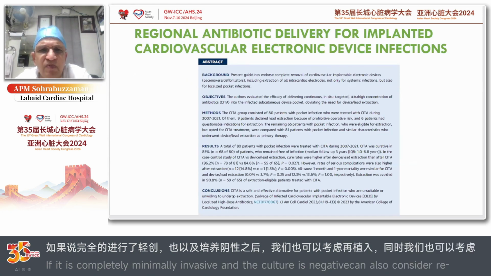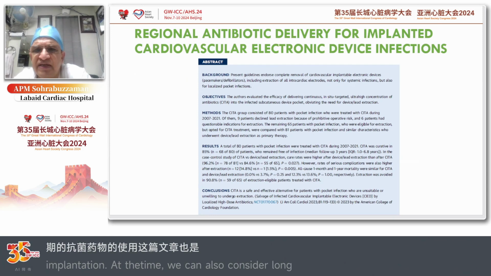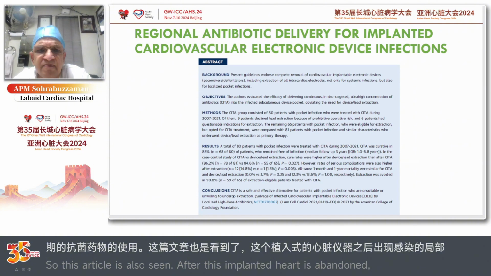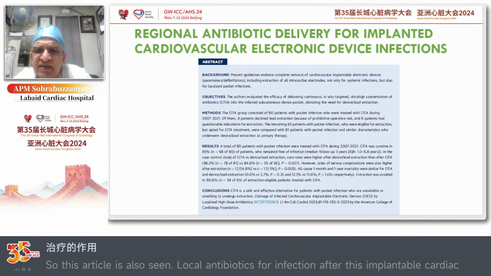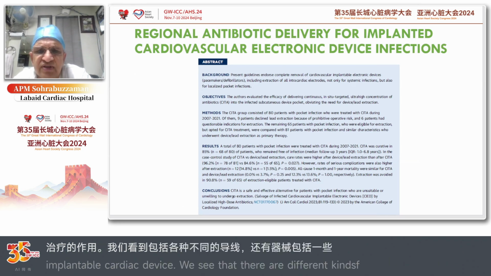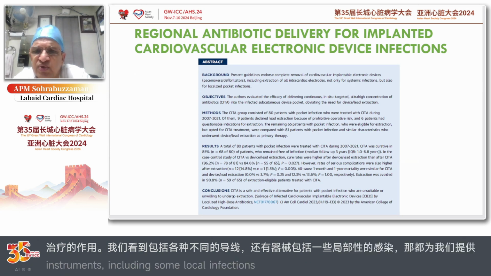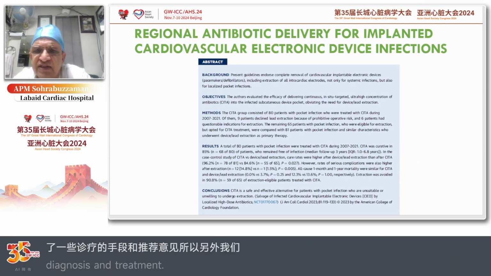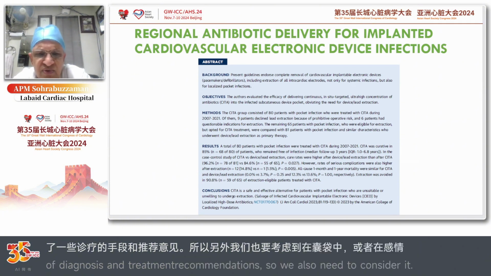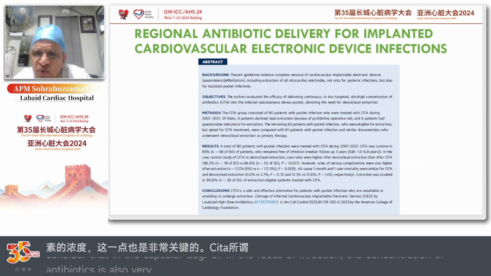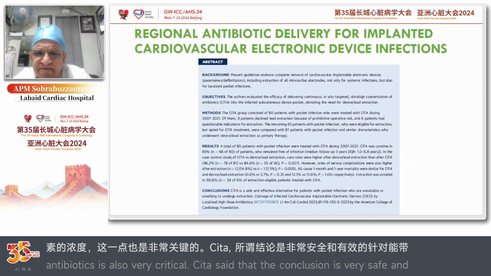This is a paper titled regional antibacterial therapy for implanted cardiovascular electronic device infections. Present guidelines endorse complete removal of cardiovascular implantable devices, including extraction of all intracardiac leads, not only for systemic infection but also for localized pocket infection. So the authors evaluated the efficacy of delivering continuous in situ targeted ultra-high concentrations of antibiotics into the infected subcutaneous device pocket, avoiding the need for device extraction. They concluded this is a safe and effective alternative for patients with pocket infection who are unsuitable or unwilling to undergo extraction.